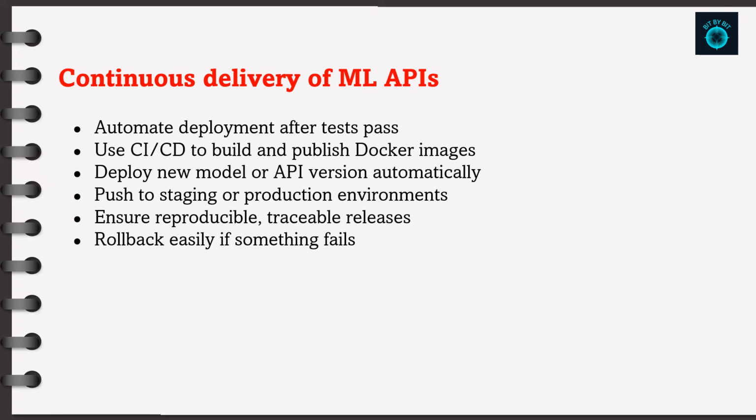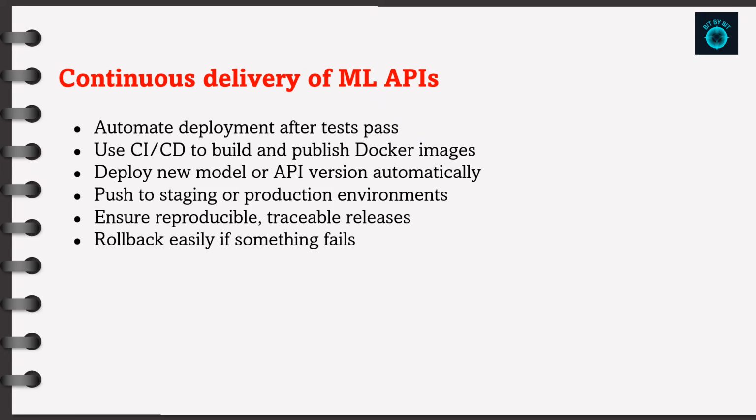Next, we use CI/CD to build and publish Docker images. In practice, the pipeline takes the latest version of your model and API, builds a Docker image, and pushes it to a container registry such as Docker Hub or Amazon ECR. This ensures every version of your model is stored in a consistent, reproducible environment.